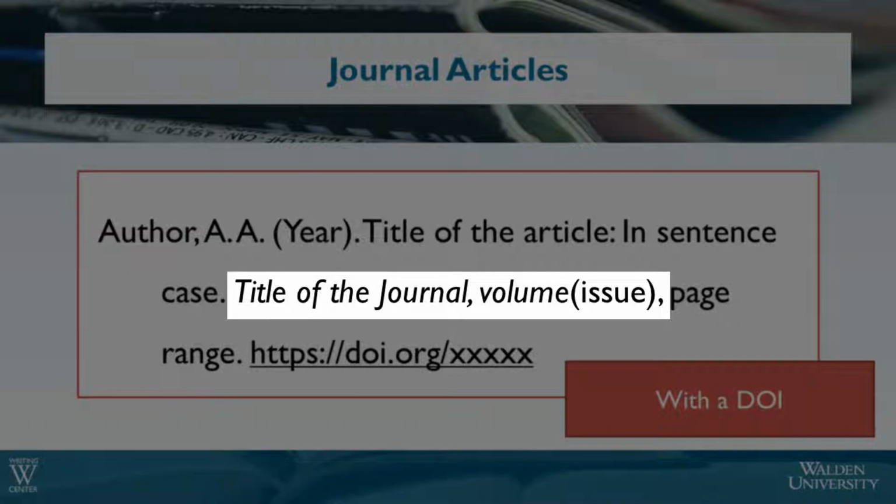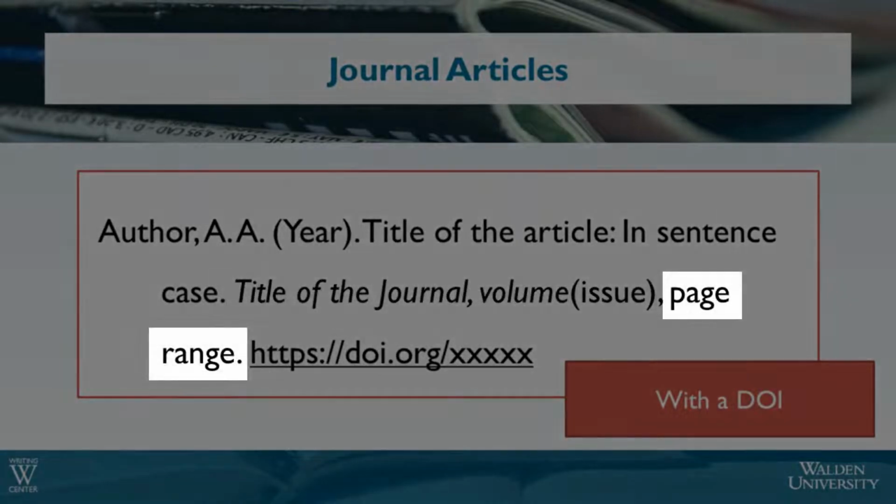Next, include the title of the journal the article was published in. This title appears in title case and is italicized, and is then followed by the volume and issue number. Note that the volume number is italicized while the issue number is not and appears within parentheses. After the issue number, the page range for the article appears, but there's no need to label it with wording like pp. Simply list the pages the article appears on.